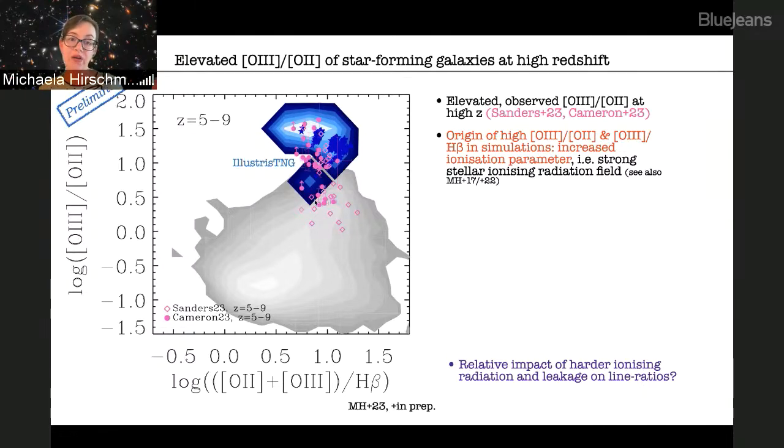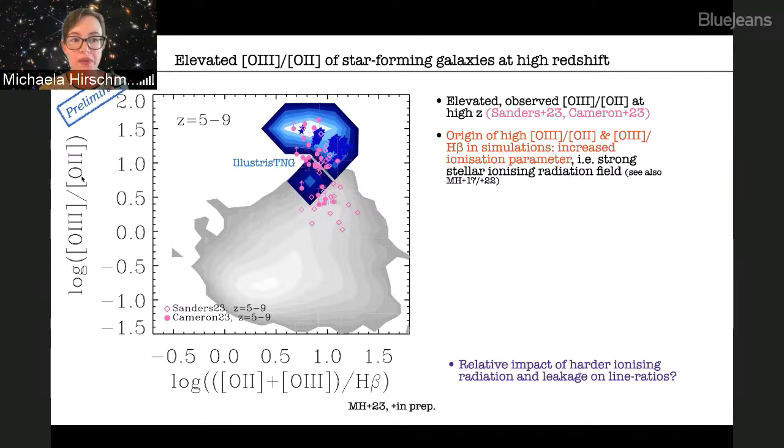And when exploring the origin of this, we find that in TNG, this seems to be strongly linked to an increased ionization parameter of high redshift galaxies governed by their specific star formation rates. And this basically implies that the interstellar medium in high redshift galaxies seems to be hit by a stronger stellar ionizing radiation field, which increases the probability of getting doubly ionized oxygen ions, also actually at the expense of producing singly ionized oxygen ions, so that overall this ratio is increasing.